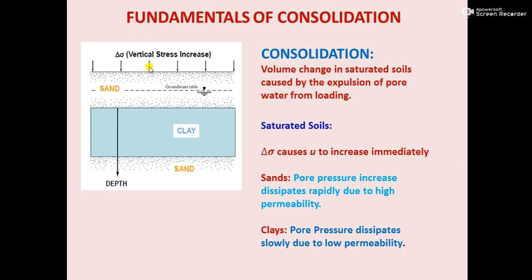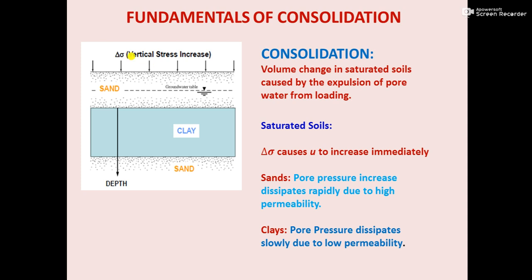So let's say soil mass was under some stress. Now you are constructing a building on that. Because of the construction of the building, there will be incremental stresses coming onto the soil, and that is actually a delta sigma. So that is the vertical stress increase inside the soil.